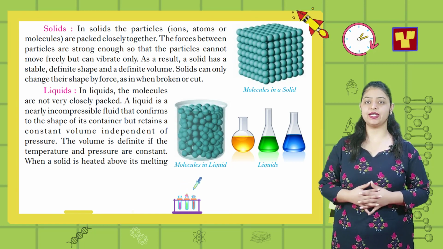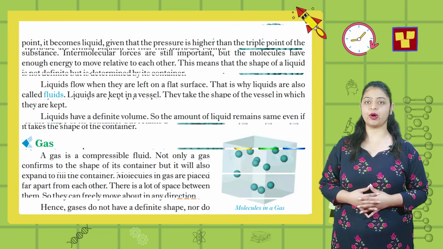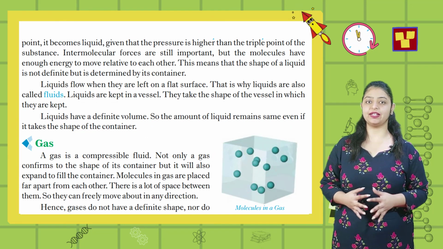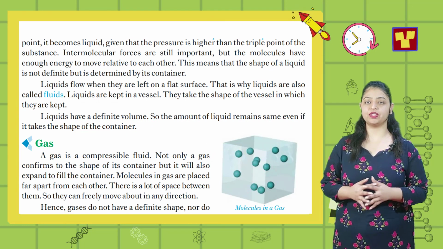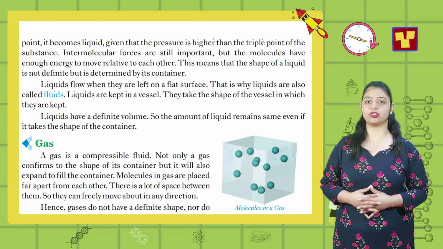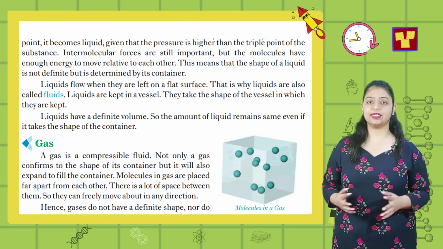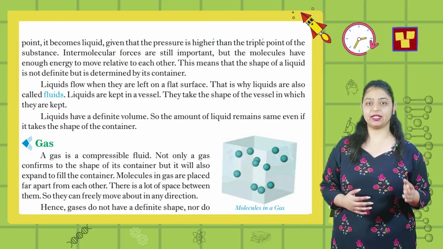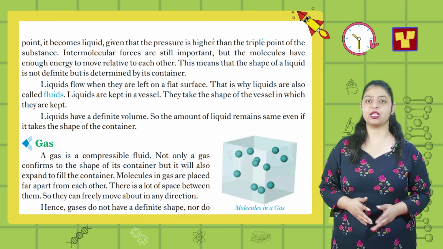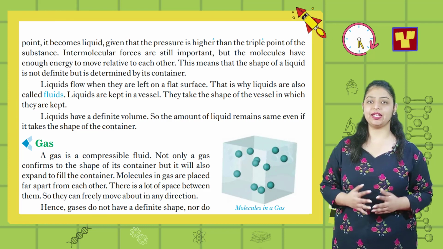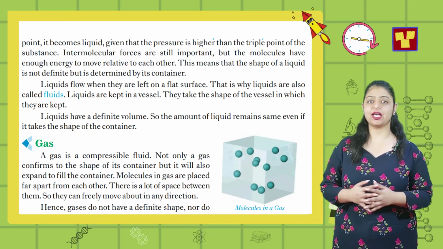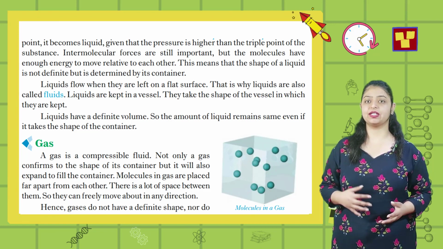When a solid is heated above its melting point, it becomes liquid, given that the pressure is higher than the triple point of the substance. This means that the shape of a liquid is not definite but is determined by its container. Liquids flow when they are left on a flat surface. That is why liquids are also called fluids.